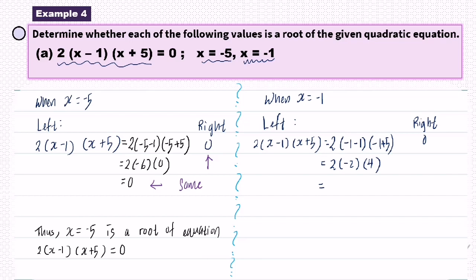Okay, so what is the value? Negative 16. Okay, are these two values same? No. Okay, so what is the conclusion? Thus, s equals negative 1 is not a root of equation 2 bracket s minus 1 bracket s plus 5 equals 0.